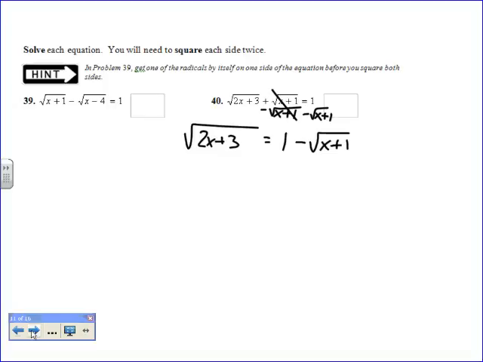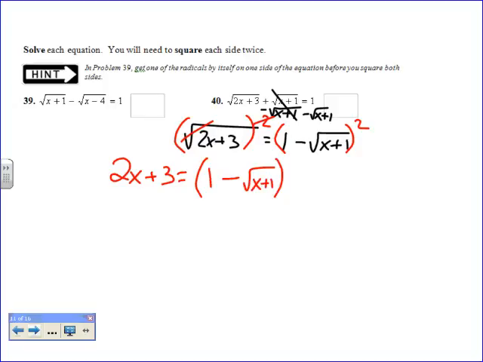Alright, so we're going to go slowly through here. The first step is the same. We're going to square both sides. Square this and square this. On the left-hand side, the square and the square root cancel each other off, giving you a 2x plus 3. On the right-hand side, you have 1 minus square root x plus 1 times another one exactly the same.